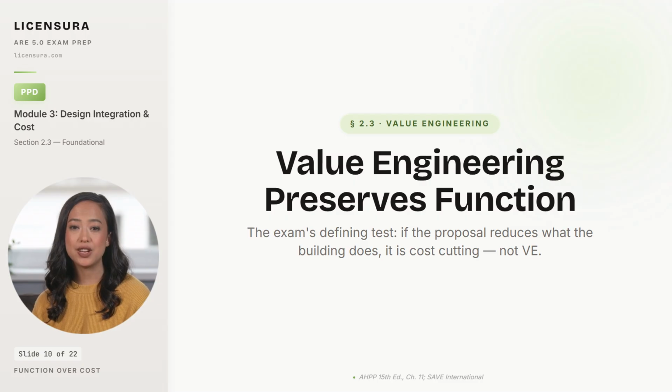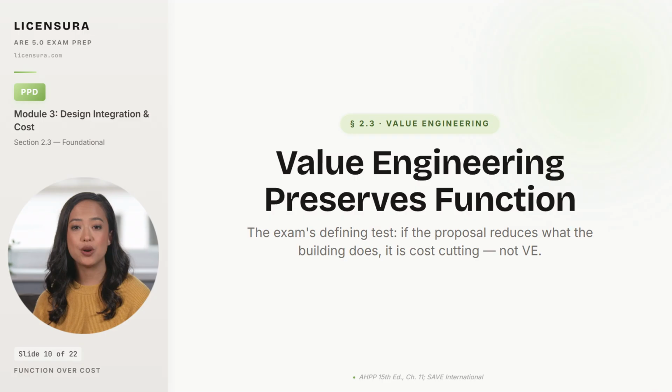Here is the value engineering distinction the exam will fail you on if you miss it, and the distinction that gets architects sued in practice. Value engineering is not the same thing as cutting cost. VE is a systematic method that asks one question: can we deliver the same function at lower total cost without sacrificing quality, performance, or reliability? Cost-cutting deletes the function. VE preserves it.